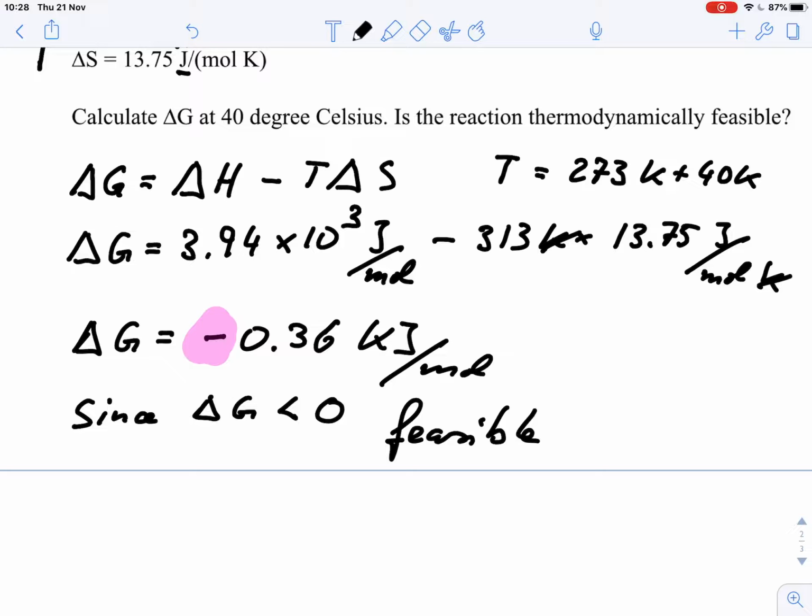Whether it happens or not in a reasonable time, that is a different story that we can explain with kinetics, but from a thermodynamic point of view, we know that in this case delta G is negative, and therefore the reaction is theoretically possible.